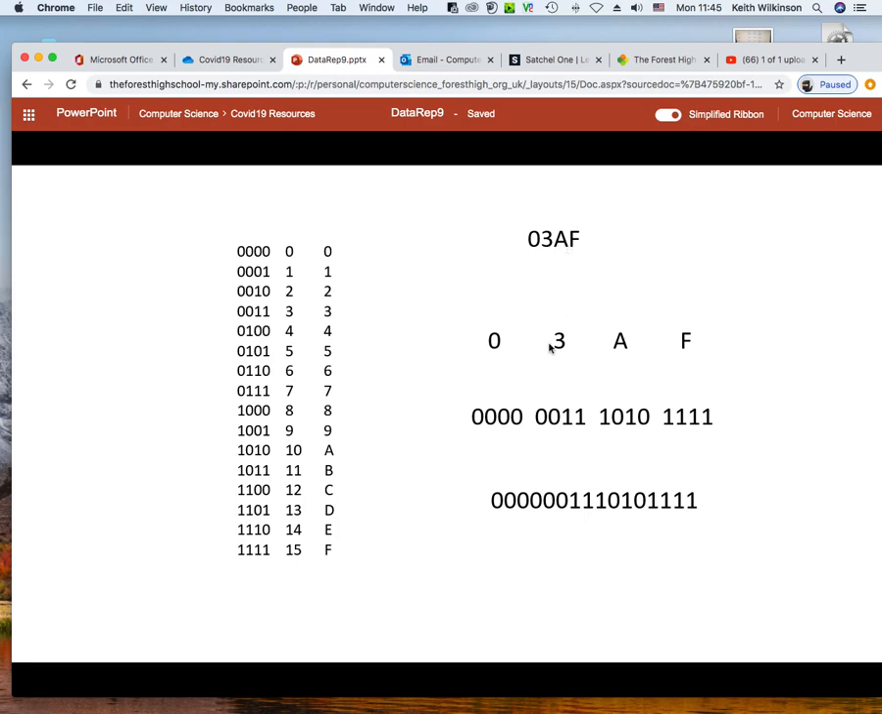I could split it out, 03AF, and go and find out the binary equivalents. So 0 here, the binary equivalent is 4 zeros. 3 hexadecimal, the binary equivalent is 11 or 0011. A, look down the column for A, the pattern is 1010. And finally F, look down for F, 4 ones. Good, take all the spaces out, and now we write a 16-bit number.